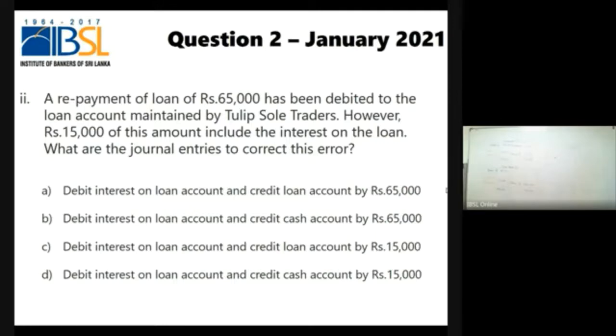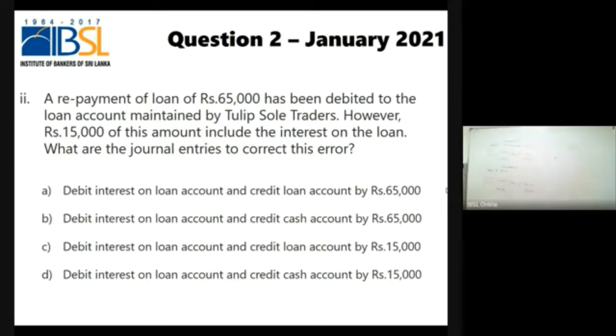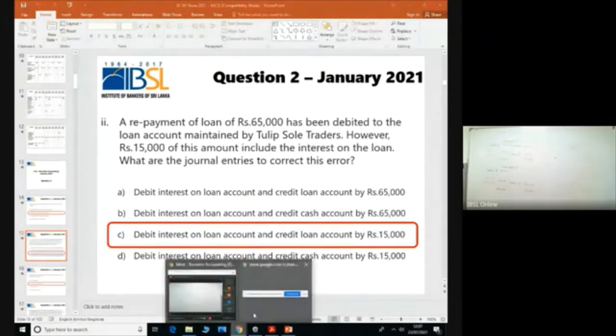What do you think? C. Third one. Debit interest on loan account and credit loan account by 15,000. Is that the answer? Yes. Right. Now you need to tell me why. That is the answer actually. But you need to know why.